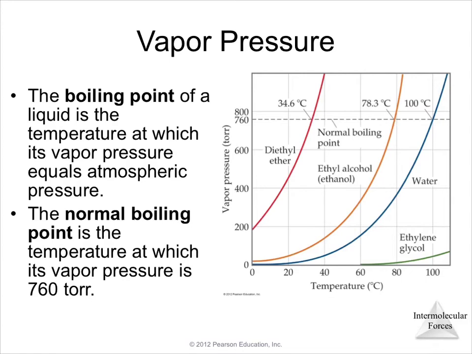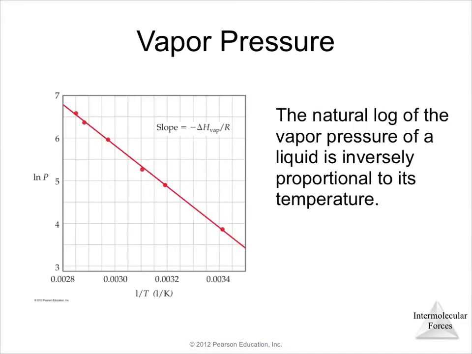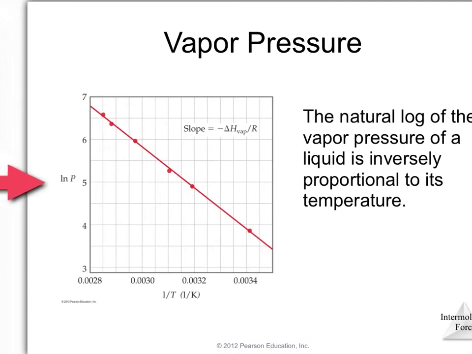The graph off to the right just gives us an example of vapor pressure versus temperature for several different liquids. Now, the natural log of vapor pressure of a liquid is inversely proportional to its temperature. So if I look at my graph here, I have the natural log of my vapor pressure here, and that is going to be inversely proportional to temperature. So I have 1 over temperature, or 1 per Kelvin here.